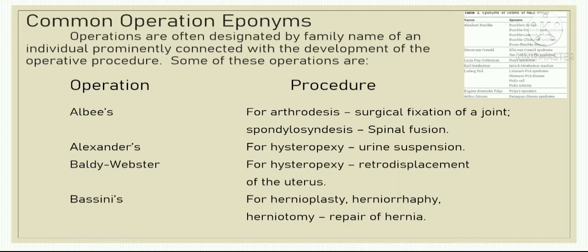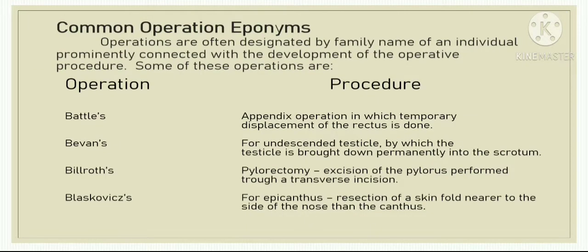It is a urine suspension. The next is for Baldy-Webster, which is for hysteropexy or the retrodisplacement of the uterus. The next is for Bassini, for hernioplasty, herniorrhaphy, herniotomy, or the repair of hernia. The next is for Battle, an appendix operation in which temporary displacement of the rectus is done.